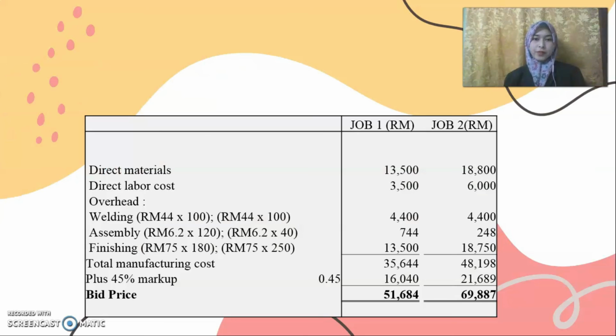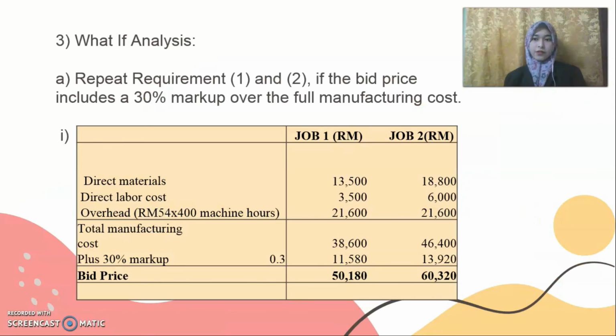And we do the bid price table for job 1 and also job 2. And then we do the same thing, and we add a 45% markup, and we get the last answer, which for job 1 is 51,684, and for job 2, 69,887. And the last question is, repeat requirements 1 and 2 if the bid price includes a 30% markup over the full manufacturing cost.